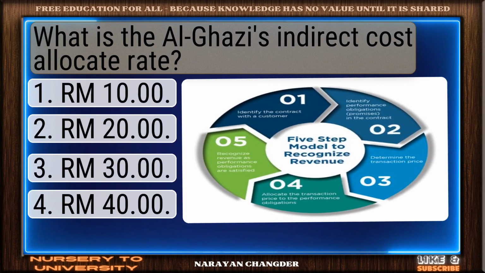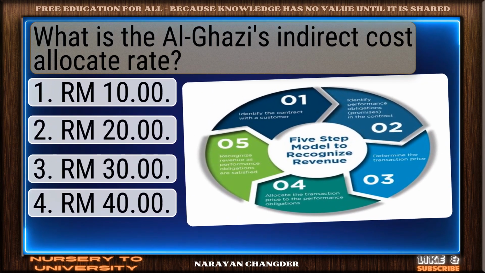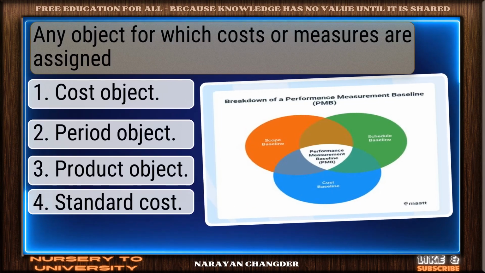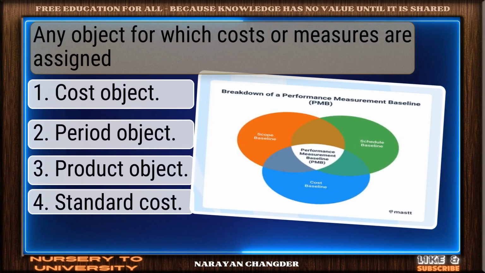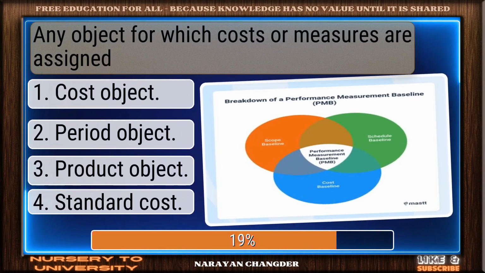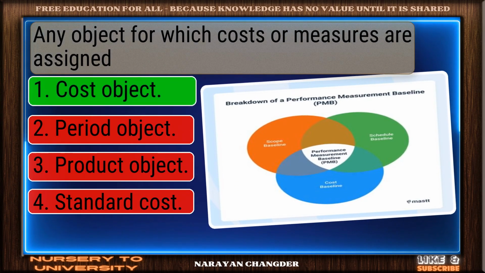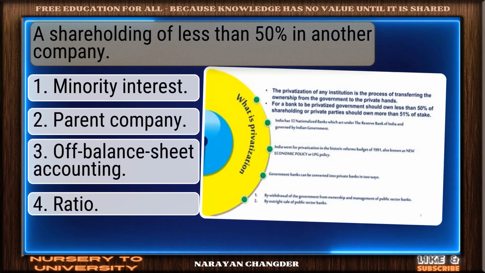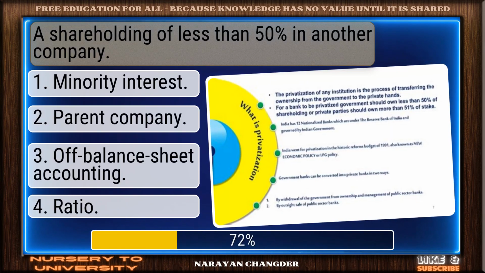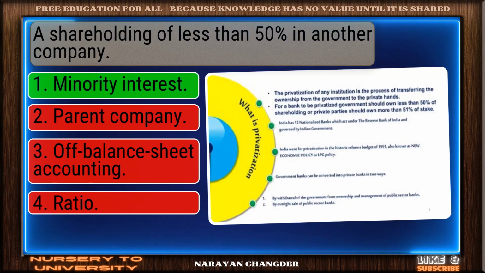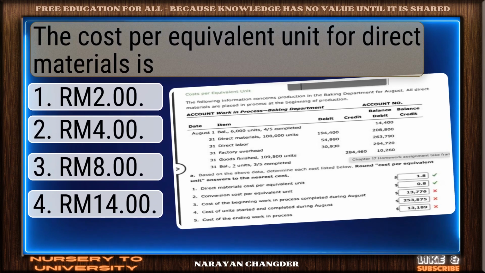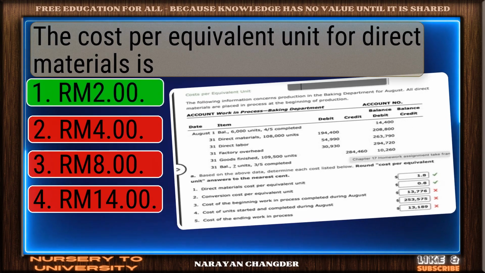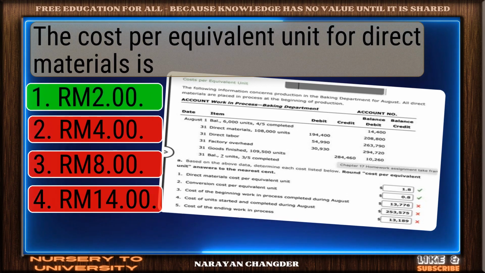What is the indirect cost allocation rate? Right again. RM 30. Any object for which costs or measures are assigned. Excellent. Cost object is well reasoned. A shareholding of less than 50% in another company. On track. Minority interest is correct. The cost per equivalent unit for direct materials is... Correct response. RM 200 is accurate.